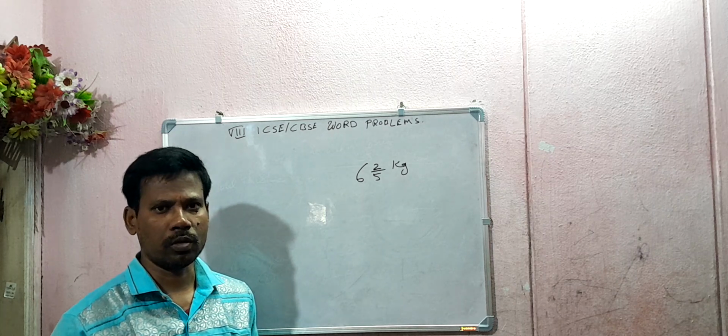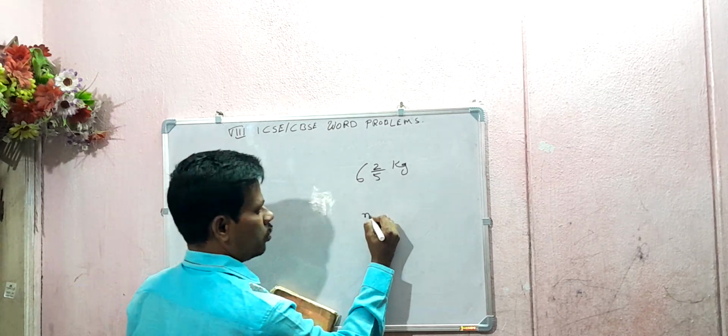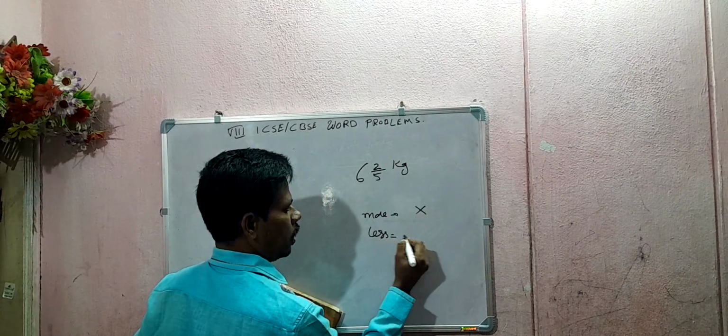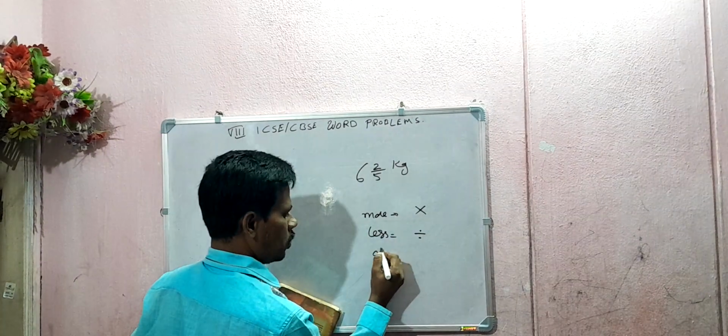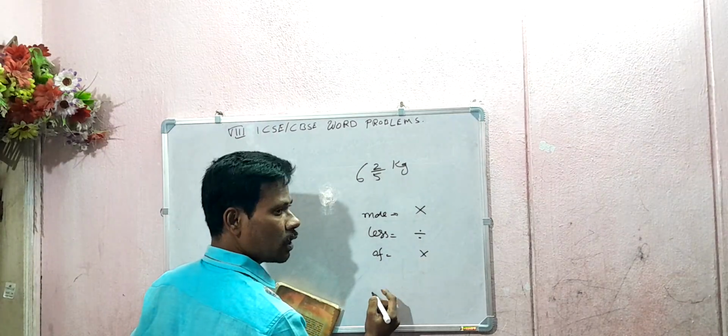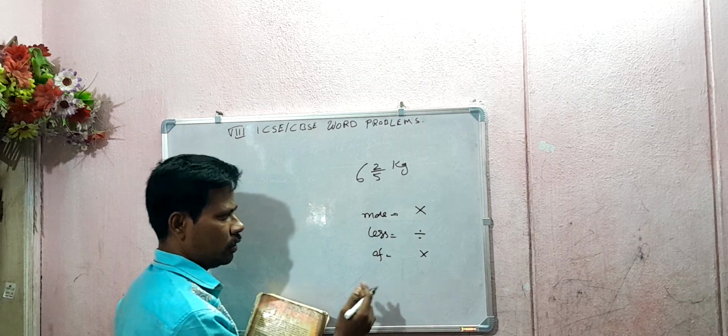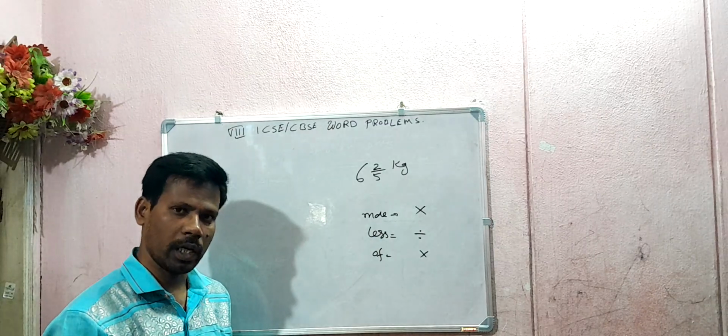Remember these rules. What are those rules? More means multiplication, less means division, of means multiplication, and that's it. If you remember these 3, then you can do any word problems.